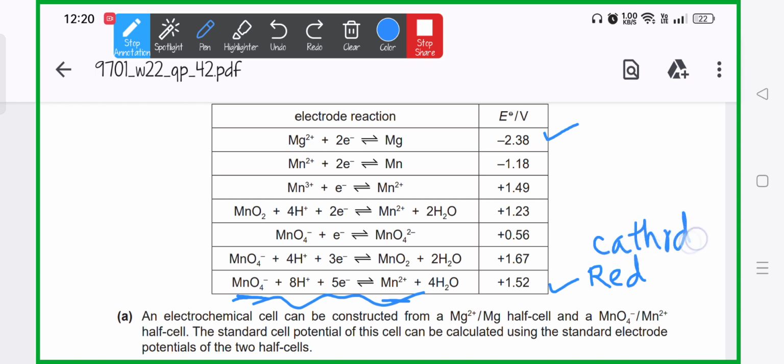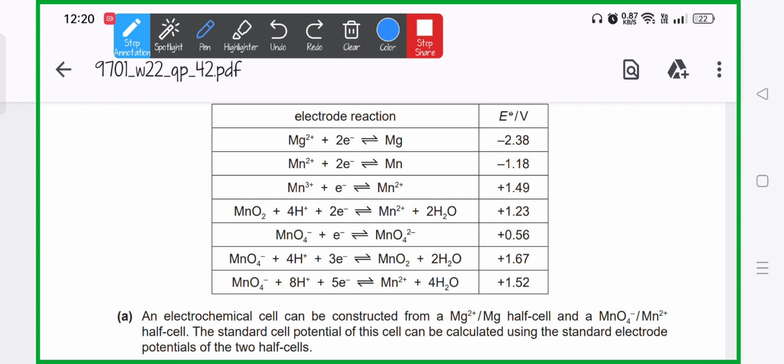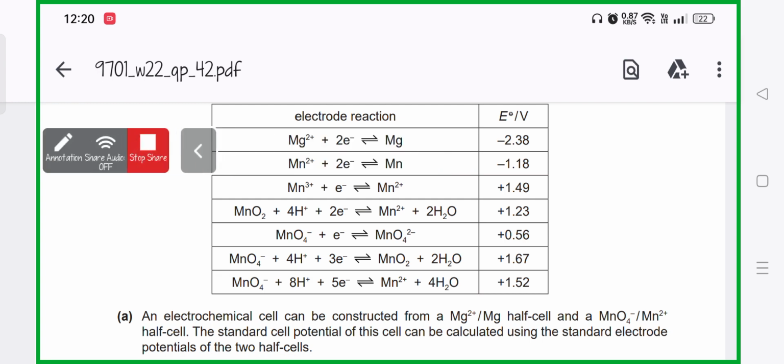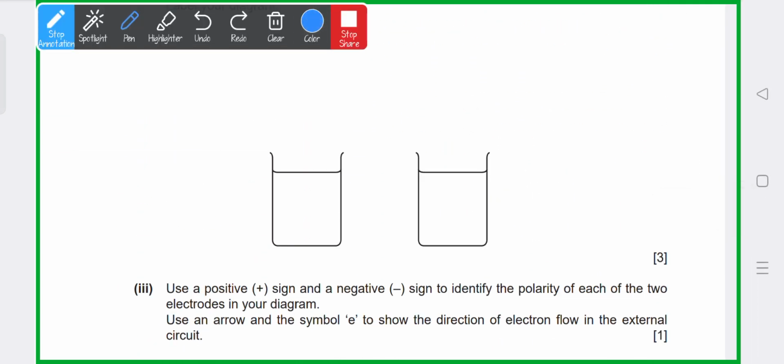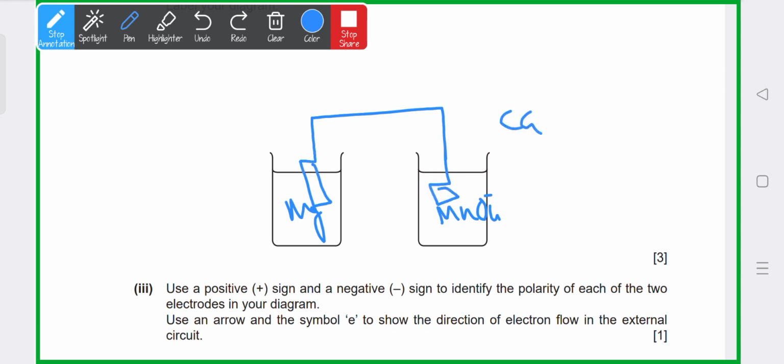Okay, because reduction always happens at the cathode, and this one will be considered as the anode. According to the picture that I had drawn earlier, this one was the magnesium half cell, and this one was the MnO4 half cell. Because it is the cathode, it will contain the positive sign, and the other will contain the negative sign.